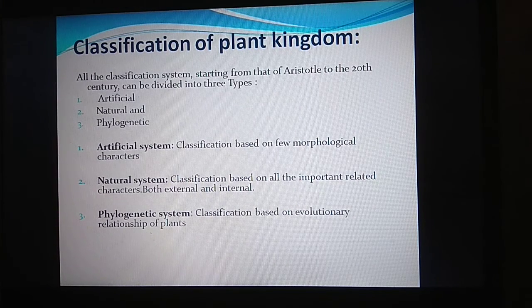Okay. The second is the natural system, in which all the important related characters are classified. These characters can be external or also internal. Then the third is the phylogenetic system, in which the evolutionary relationship of plants is mainly considered.